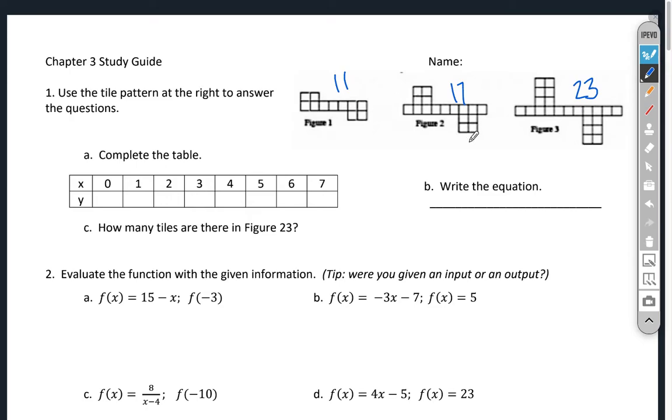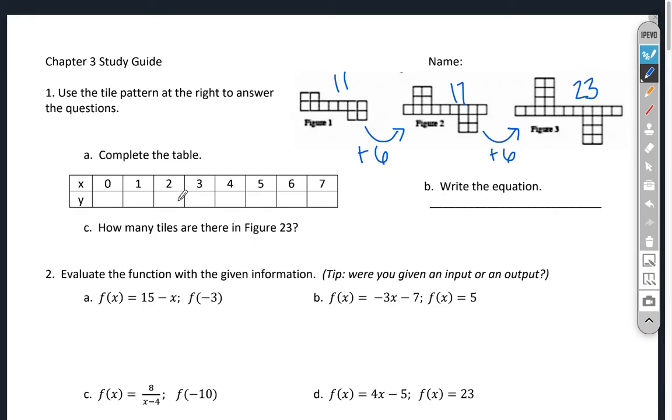So then we need to figure out what's happening from each figure. So we go from 11 to 17, that means we're adding 6. And then the same thing here, 17 to 23, once again, we're adding 6. So we could assume that figure 0 was minus 6 and figure 4 is going to add 6 more. So we're counting by sixes essentially.